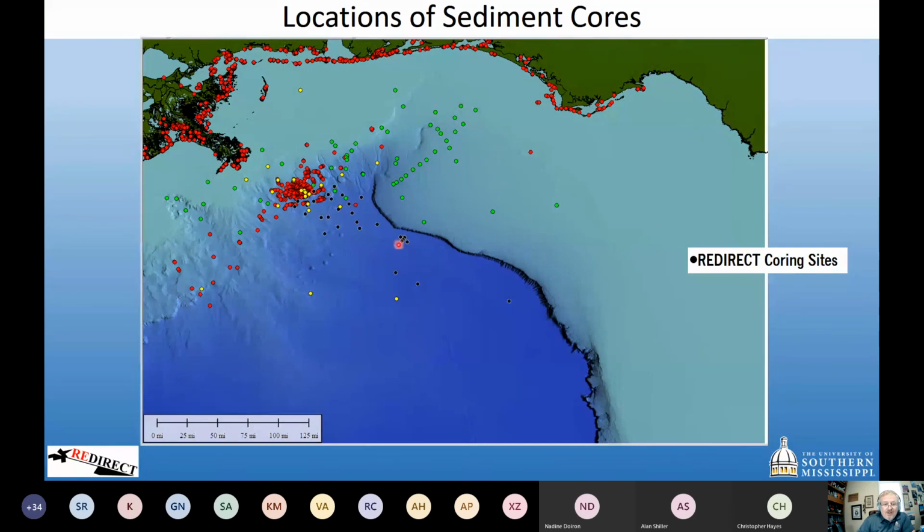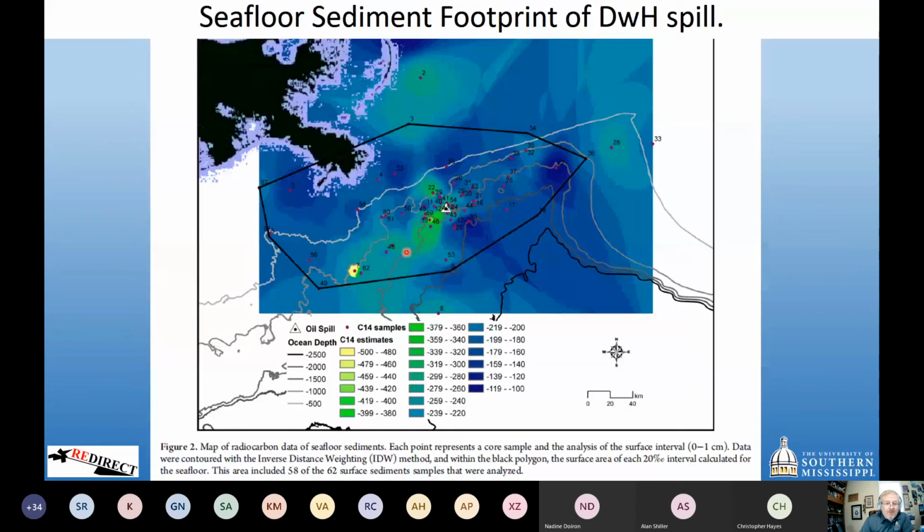What's missing is sampling in this area right here, where we believe and proposed to look for oil, which was persistent, initially deposited here and then later on moved in this direction. So this is basically the big black hole of material, which we don't know what is there.